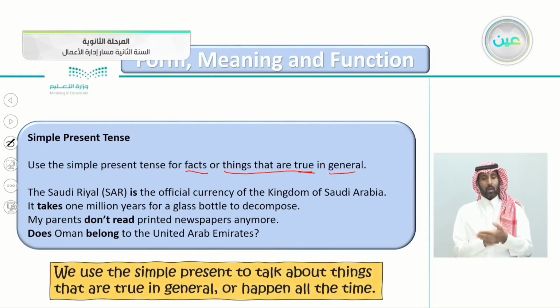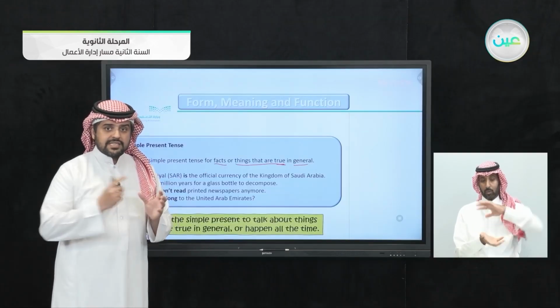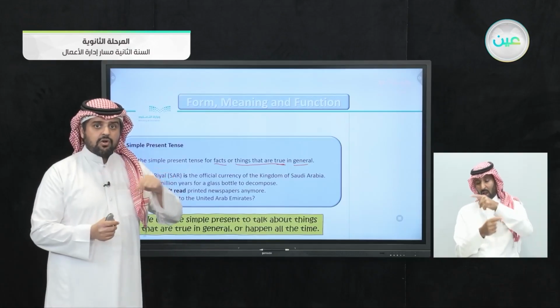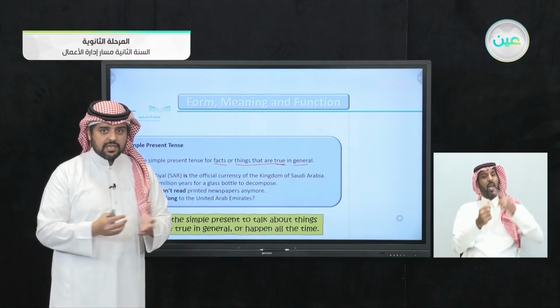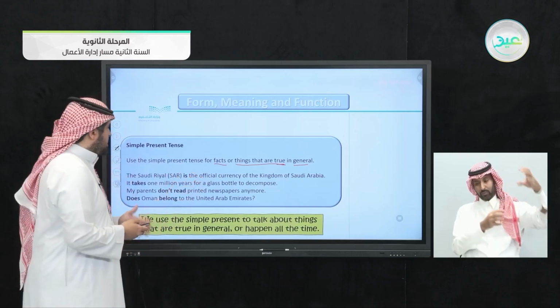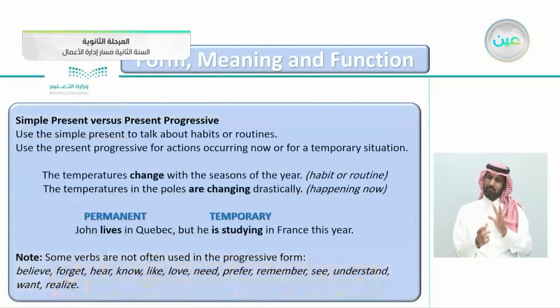We use the simple present tense to talk about things that are true in general or happening all the time. For example, when you say the earth circles the sun, this is happening all the time. The earth circles the sun every year, of course. So this is the use of the simple present tense. We use it for facts, things that are true in general or things that are happening all the time.